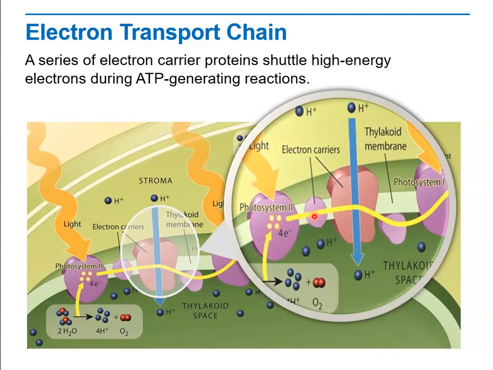Well, let's follow them. Energy from the electrons is used by the proteins in the chain to pump hydrogen ions from the stroma, which is here, into the thylakoid space. So we use that energy to pump these hydrogen ions into the thylakoid.